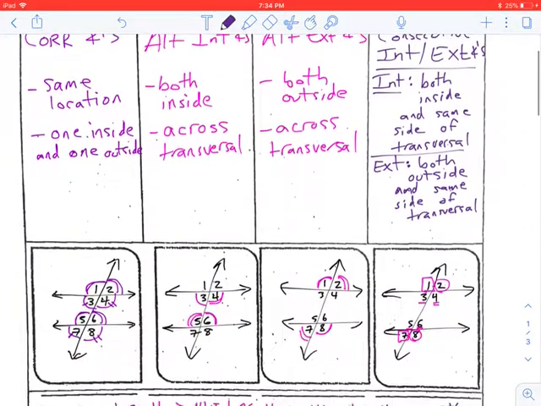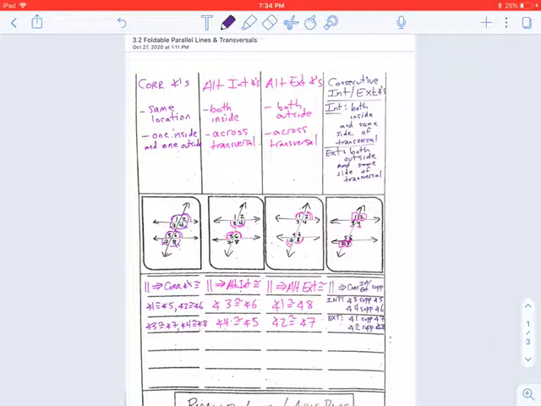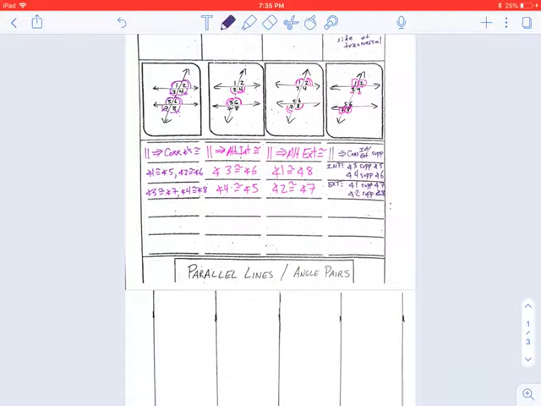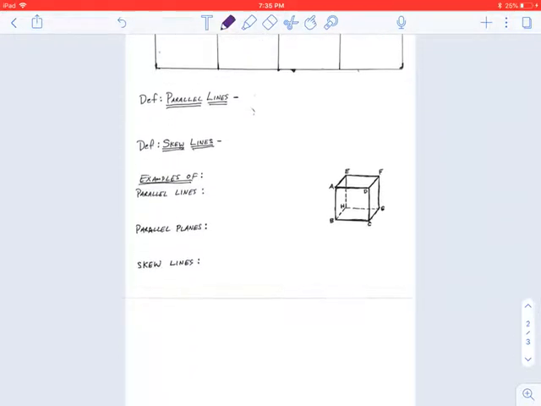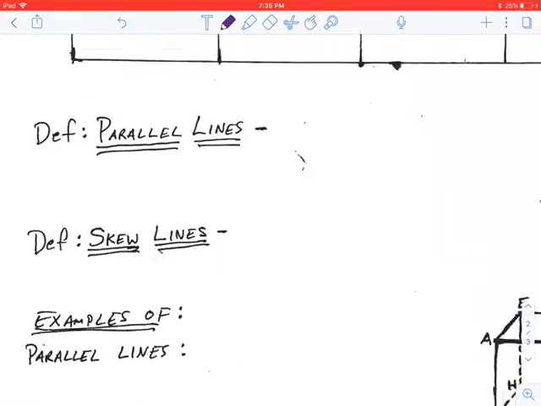So when it comes to folding it, you're basically going to be folding right here down and then cutting these so you can just kind of use those as flaps. Okay, but if you want to wait till class to do that, that's fine. So turn to the back side. We've got parallel lines. Definition, just as a reminder.